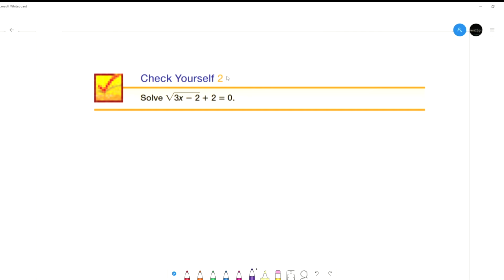As you can see here, we want the radical by itself, so we're going to isolate the radical. I need to subtract this 2 from both sides. So now I get the square root of 3x minus 2 is equal to negative 2. Because this is a square root, I know a square root can never equal a negative number. This one has no solution, just like the previous problem.